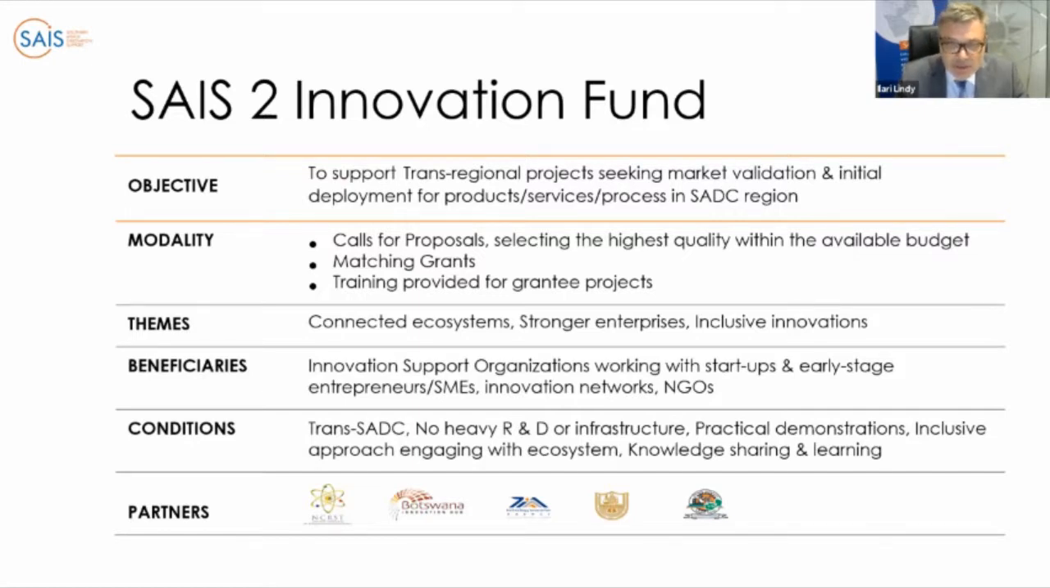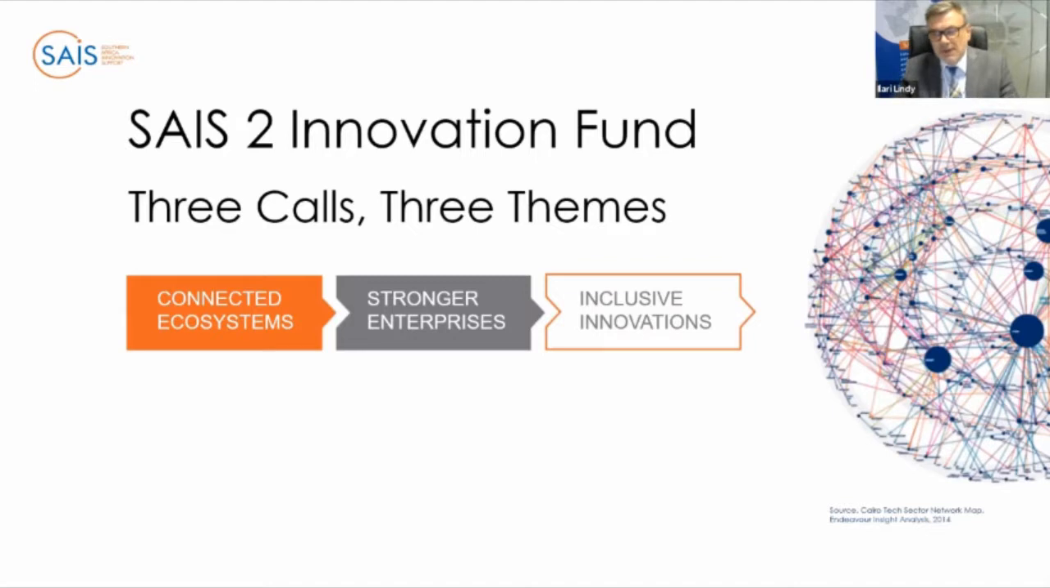So let me turn now more to the innovation fund and the themes. So 3 themes are cascading down to the 3 calls, or let me say 3 calls are cascading down into the 3 themes, and the themes are represented in the innovation fund as windows. So we have different types of thematic opportunities for different types of projects, which are then manifested as windows in the innovation fund core: connected ecosystems, stronger enterprises, and inclusive innovations.